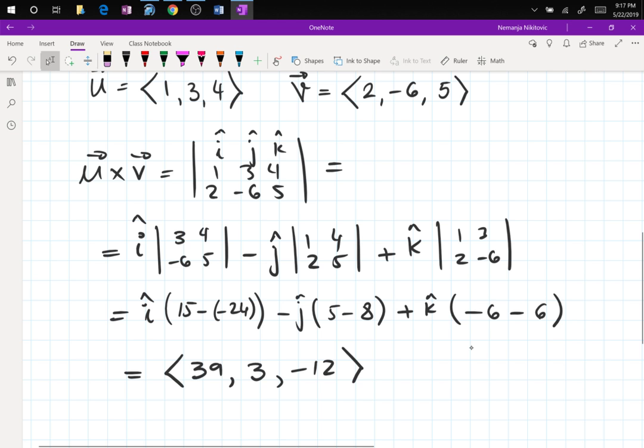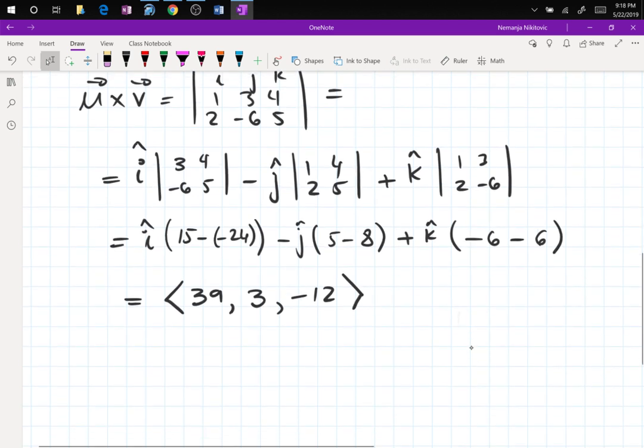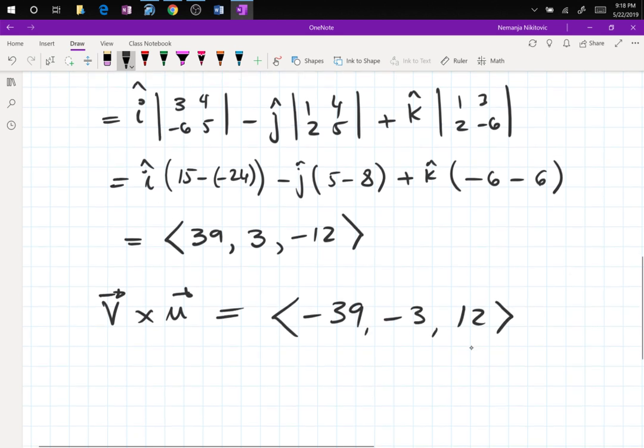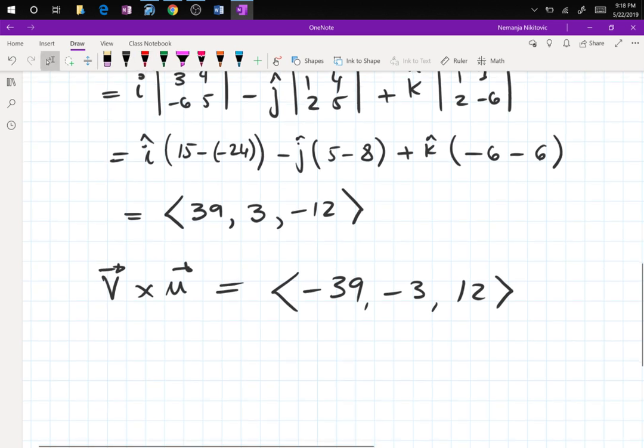So please practice this. Now, I'm going to immediately write over here, because these are not commutative, that v cross u, if I swap this, all of the signs will change. So negative 39, negative 3, and positive 12. And I'm going to write the property that u cross v is the same as negative v cross u. So it's anti-commutative. What you get is, if you swap it, you get a negative sign. We will understand why when we get to that point.